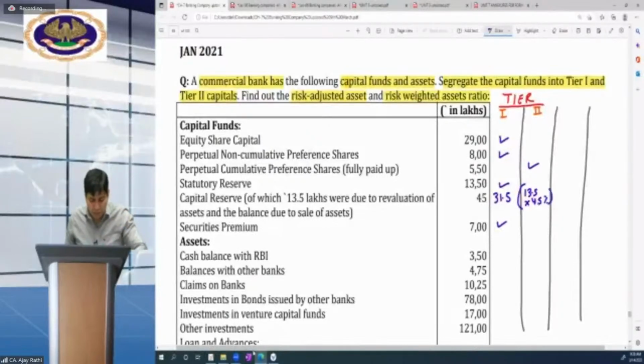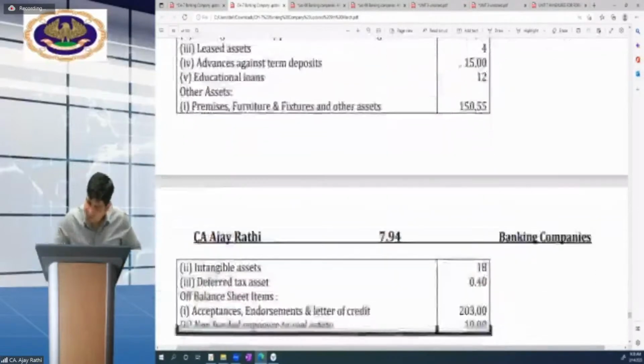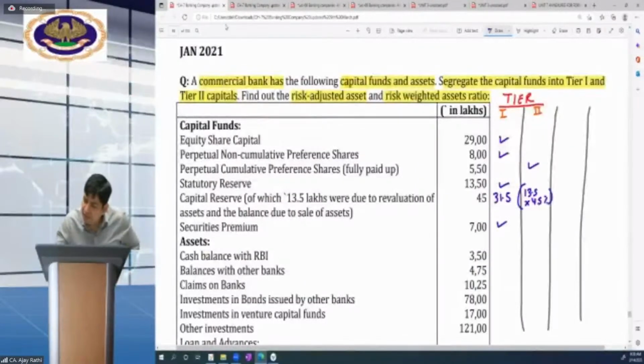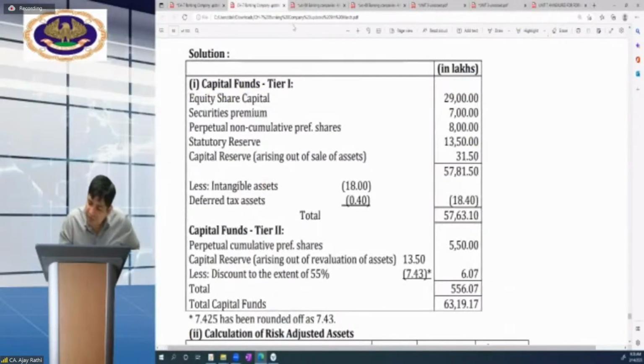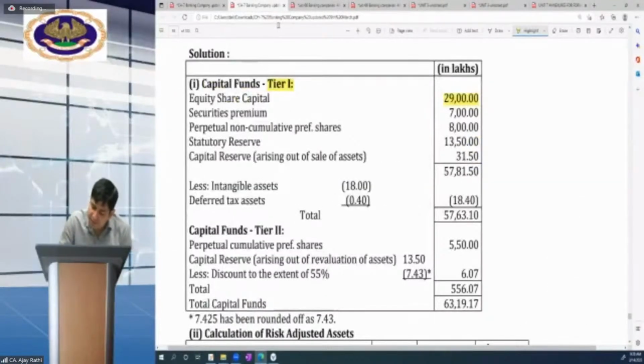Now you have to calculate. Okay, first let me check. First check the solution. Beta, I am showing you the solution. See, you have done it in this way. First one, you told 2900 will be in tier 1. Yes sir, this is tier 1. Next, you told me perpetual non-cumulative preference shares, tier 1. Yes sir, that is also tier 1.